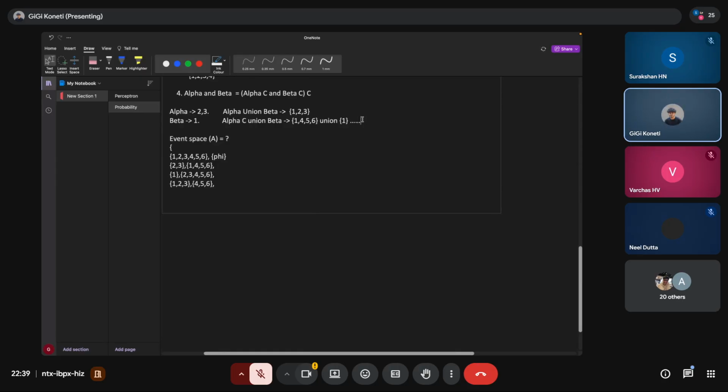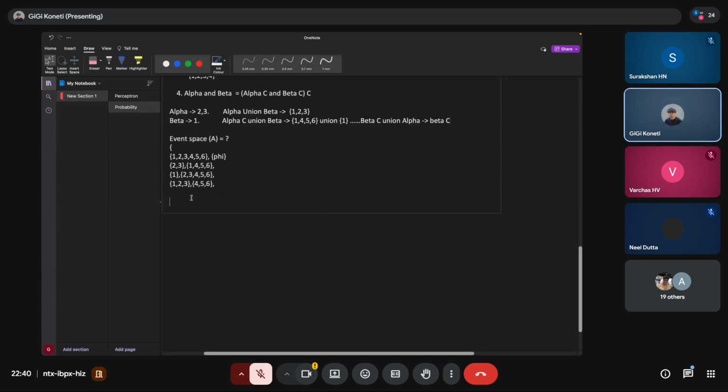And the opposite of this, like beta complement union alpha. So what will happen? What is in beta complement? Everything other than 1, so 2, 3, 4, 5, 6. And what is alpha? 2, 3. So this will also come as beta complement itself. So this is also fine.